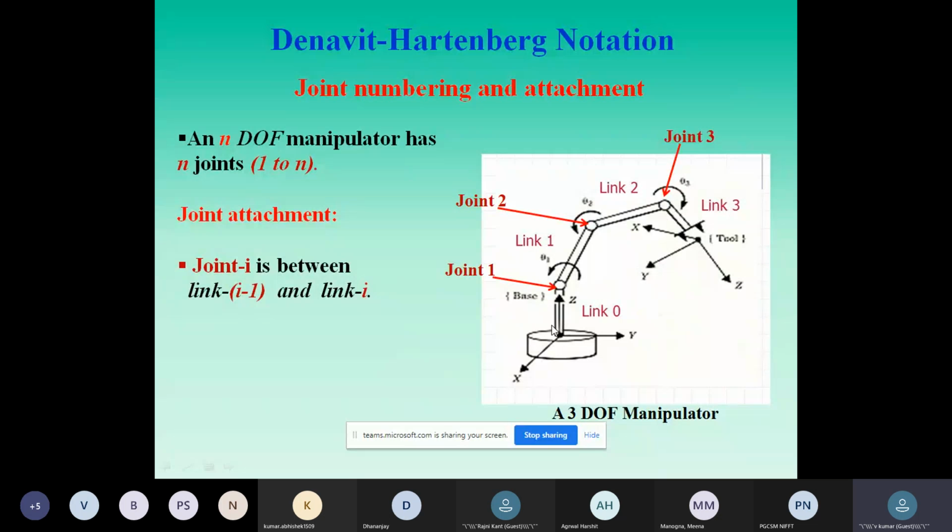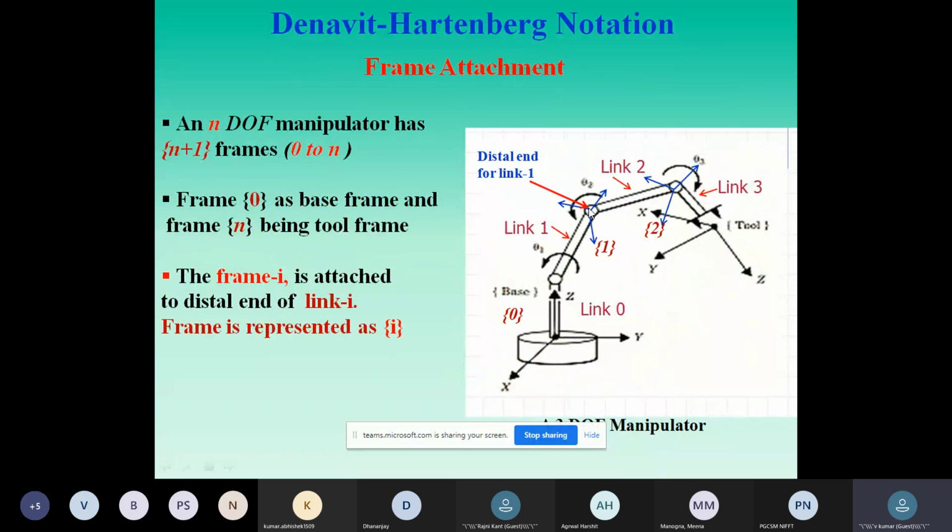Okay, in a simple way, where are the joints jointed? Between link 1 and link 0, the first joint is there. Between link 2 and link 1, the second joint is there. Between link 3 and link 2, the third joint is there. Okay, link numbering and joint numbering are done.